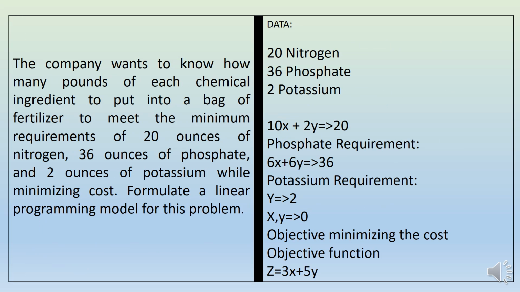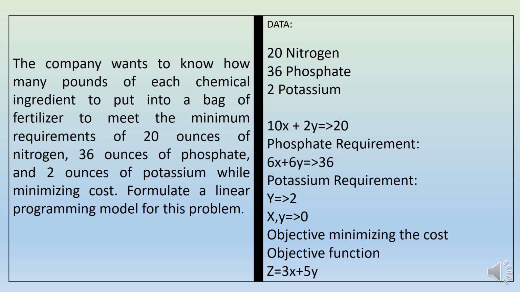Let's move on. The company wants to know how many pounds of each chemical ingredient to put into a bag of fertilizer to meet the minimum requirement of 20 ounces of nitrogen, 36 ounces of phosphate, and 2 ounces of potassium while minimizing cost. So you see, these are the constraints given now: 20 nitrogen, 36 phosphate, and 2 potassium.